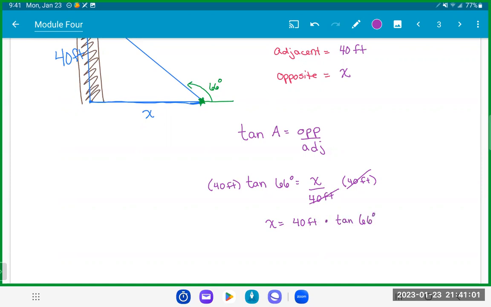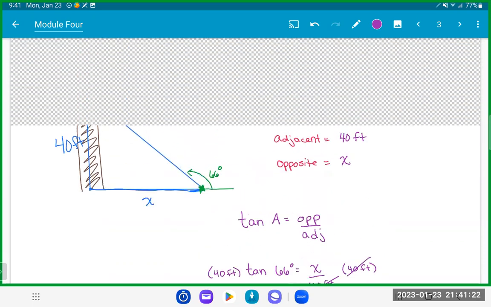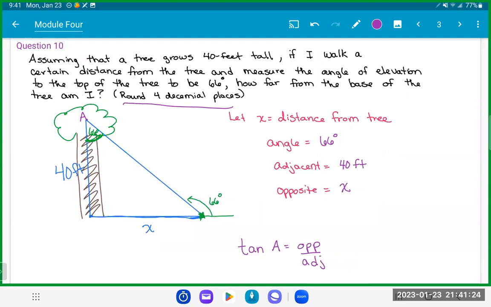So make sure your calculator is in degree mode, put tangent 66, and then multiply that by 40, and you should get x is approximately 89.8415 feet. And the reason that we put it out so many decimals is because Mobius has asked us to give our solution to 4 decimals.